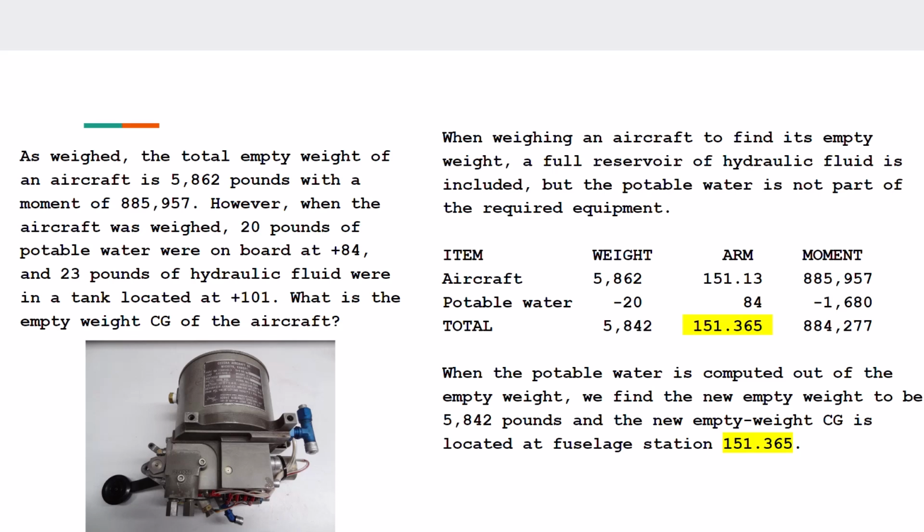So minus 20 pounds at station 84 gives us a negative moment. So we subtract from the original moment, which gives us a total of 884,277 divided by our new weight, which gives us a new empty weight center of gravity at 151.365. So when the portable water is computed out of the empty weight, we find the new empty weight to be 5,842 pounds, and the new empty weight center of gravity is located at fuselage station 151.365.